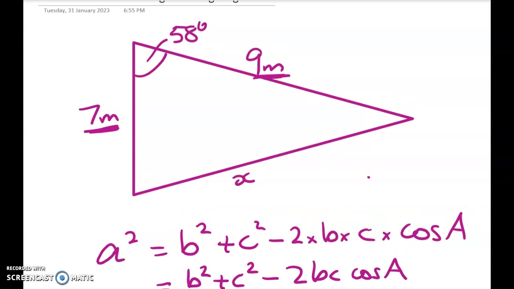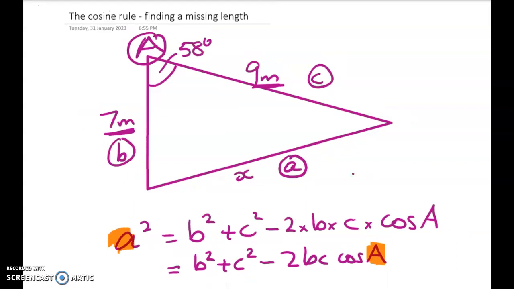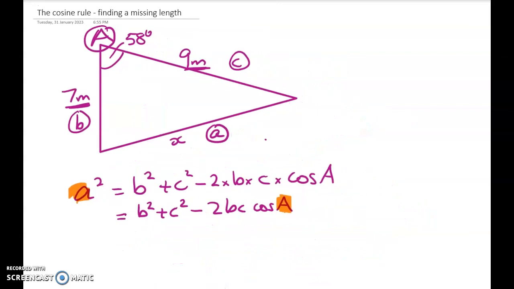And as before, we've got a little a here and we've got a big A here for my opposite pair. So the side that we're looking for is the one that we're going to label little a, and the angle is big A. And then we can choose which one is the B and the C. It doesn't matter, right? So we'll call that one B and that one C. Right, now we're good to go with doing our calculations.